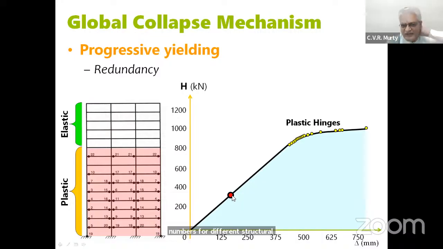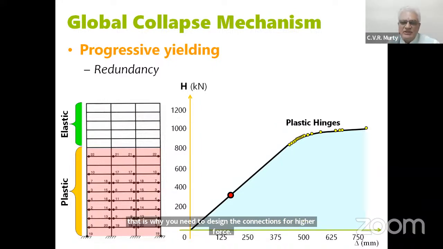You have designed for this red dot, and the actual structure, the earthquake, is applying the horizontal axis and taking you to the yellow dots. When it reaches the last yellow dot, the force in the connection is corresponding to the last yellow dot, and the horizontal shear is so much, you can understand that will be the amount of force transferred through the connections. And that is why you need to design the connections for higher force and not for a value corresponding to the red dot.